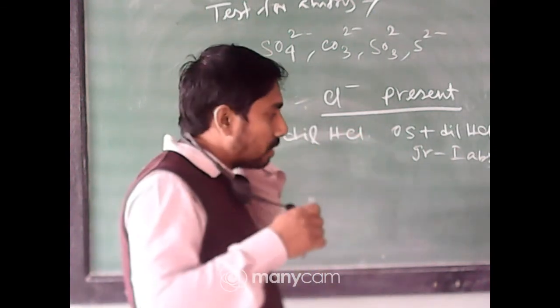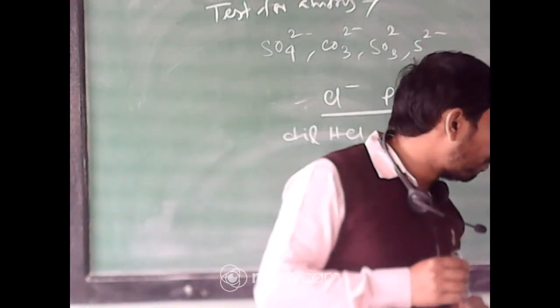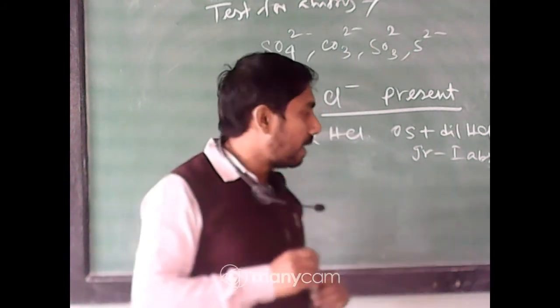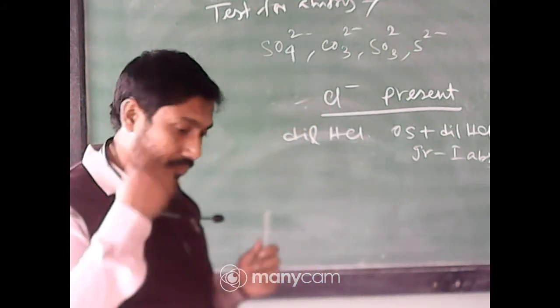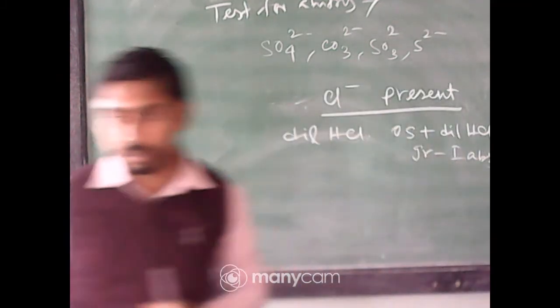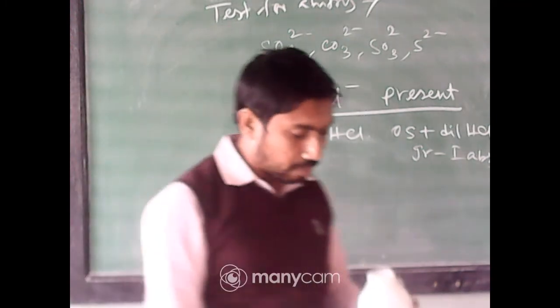Okay, so next. Group 1 is for lead, silver, mercury. Lead, silver, mercury. Okay, so sodium sulfide flakes will be added. This is the sodium sulfide flakes.